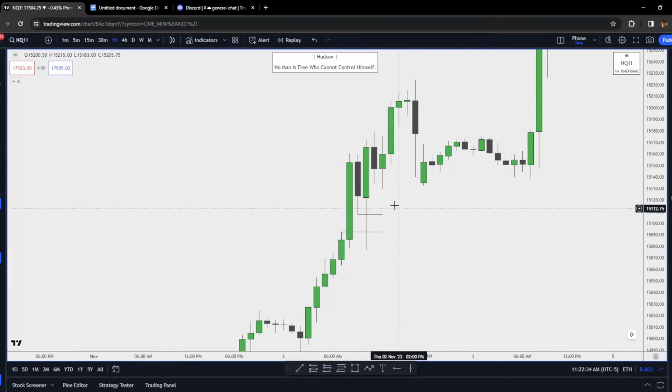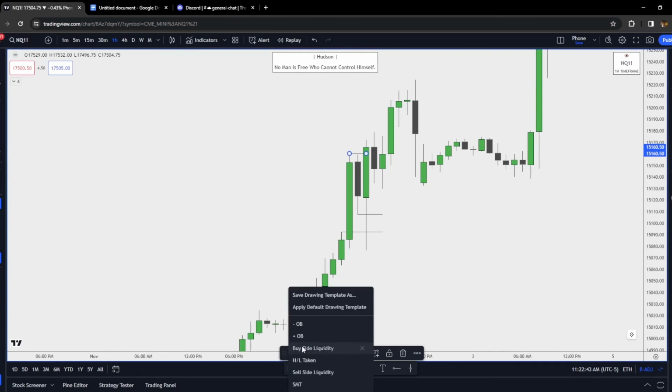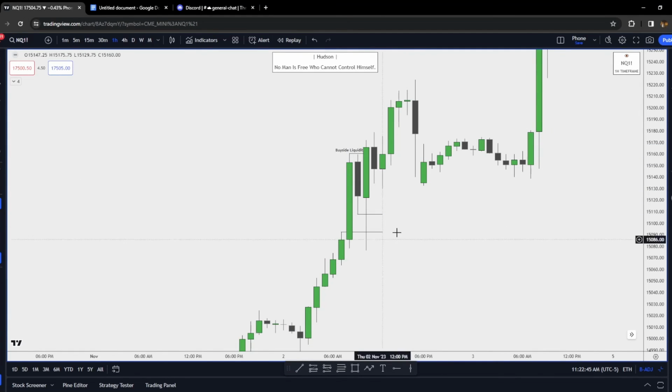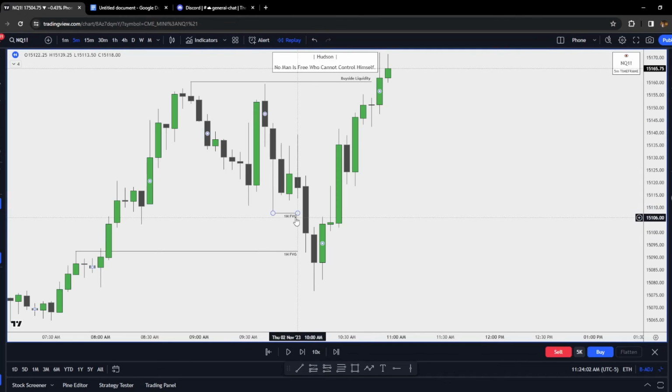So right here on the hourly time frame, we see this hourly fair value gap. Now this hourly fair value gap is going to give us a 5-minute setup to send us to that buy side level, which is the external draw. After hitting internal range liquidity, we can head down to the 5-minute and get a setup to send us to that external draw.